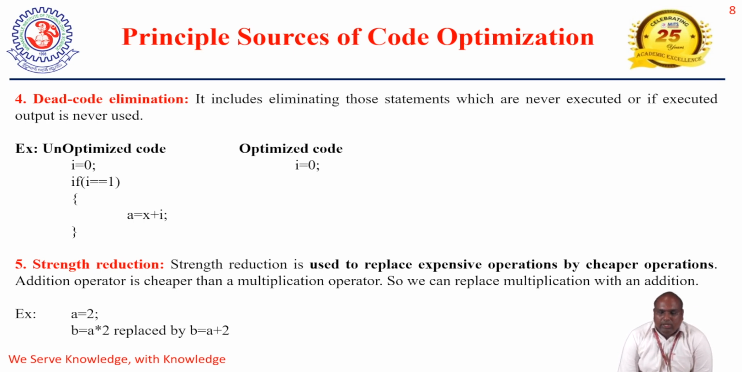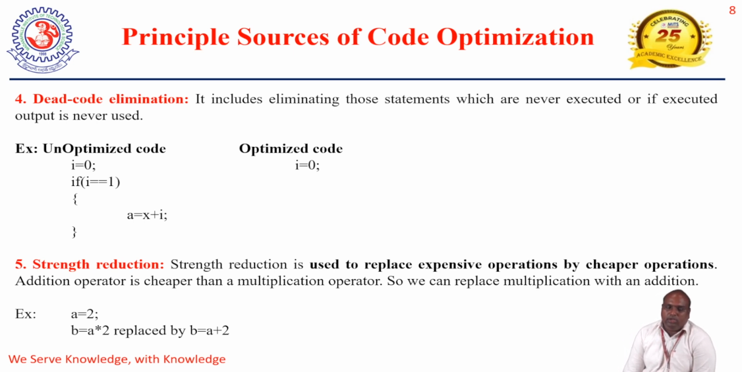That's why, to optimize the compile time and space, we are removing the dead code, that is, the non-executable code. Here I mentioned the example: i equal to 0, if i equal to 1, and some statement a equal to x plus i. If I take i equal to 0, what is the use of checking the condition if i equal to 1? It won't execute at all in the whole program. That's why I'm removing this code from the executable program. Then it will automatically reduce the compile time and also the space to store the program.